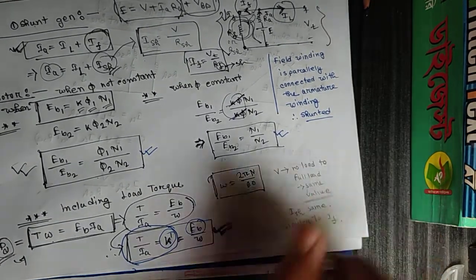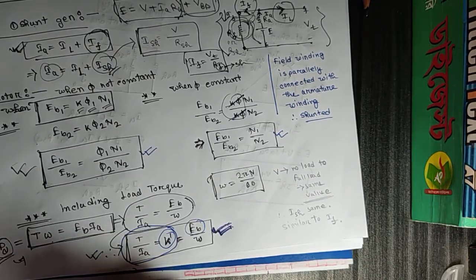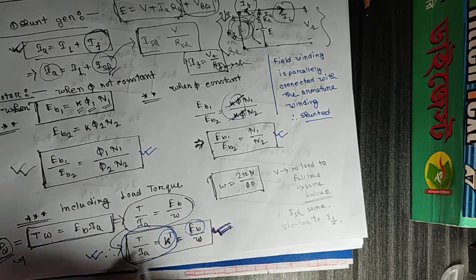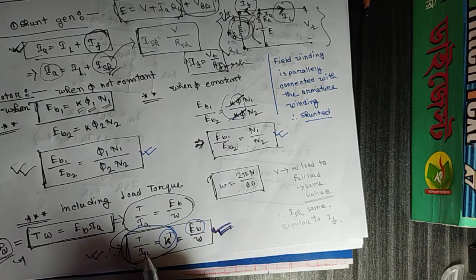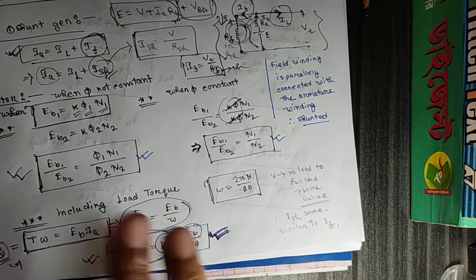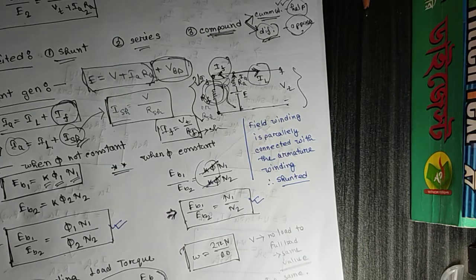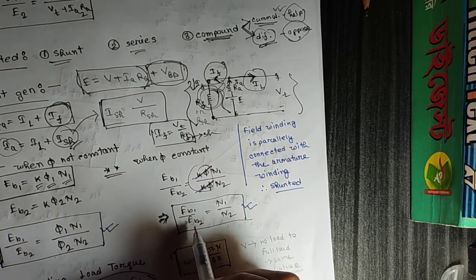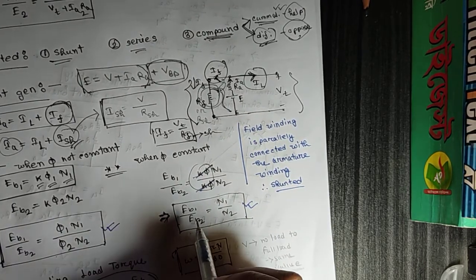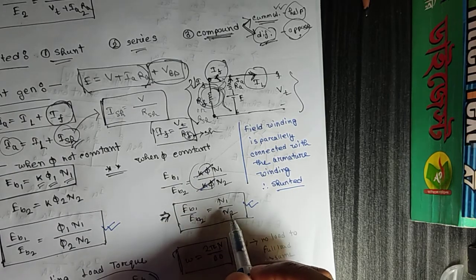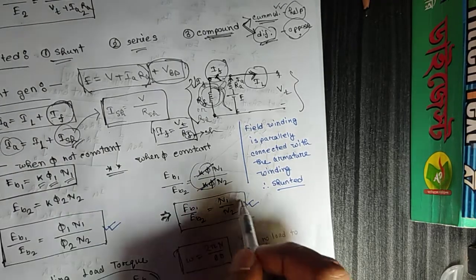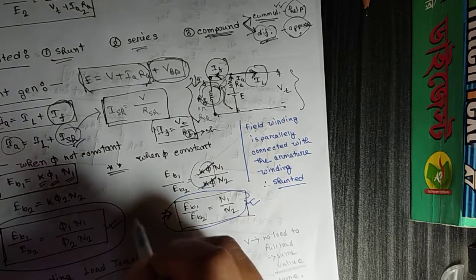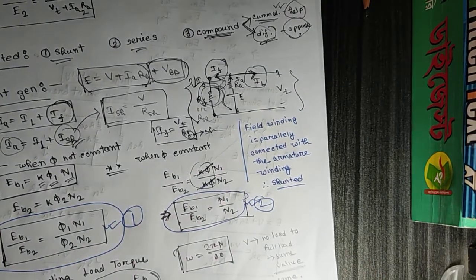Okay, so this is the equation for the DC shunt motor: torque divided by armature current equals K prime times EV divided by omega. From this you can find back EMF or torque or armature current, everything. But first things first, the very basic equation of the shunt motor is back EMF 1 divided by back EMF 2 equals rotation 1 divided by rotation 2, when phi is constant. When phi is not constant, this is 1, this is 2, and this is 3.